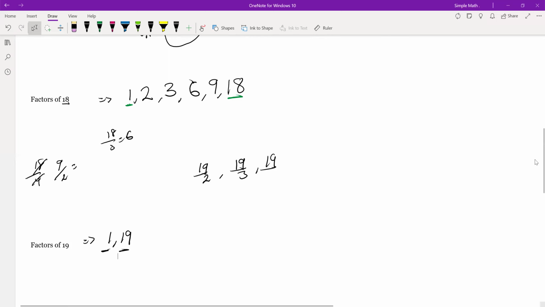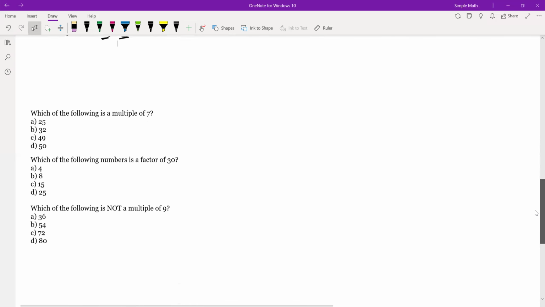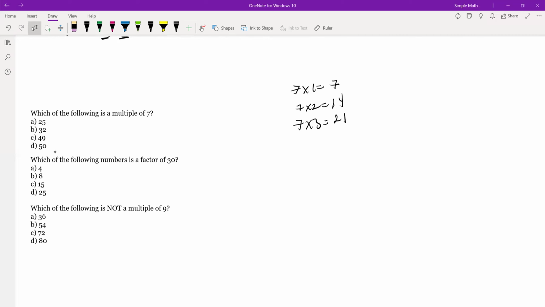All right, so I have a few objective questions here for you to do the test. Which of the following is a multiple of 7? When you see this in an objective question, you could do 7 times 1, 7; 7 times 2, 14; 7 times 3, 21; and all that until you're obviously going to get 49 as the answer, because 7 times 7 is 49.